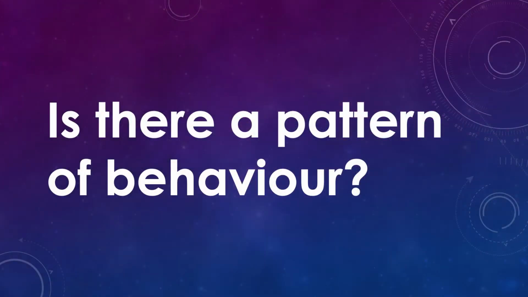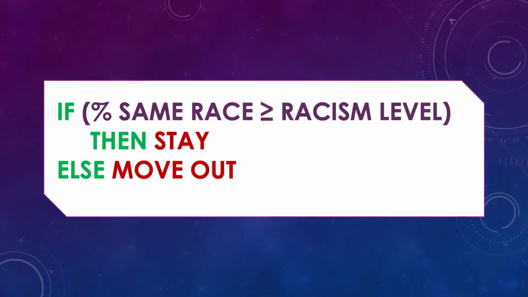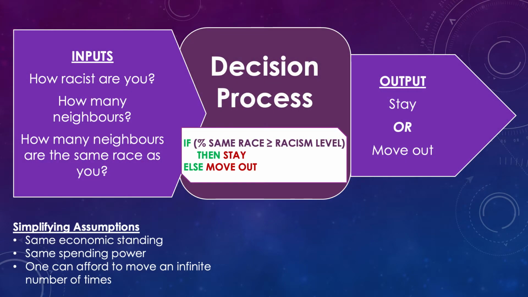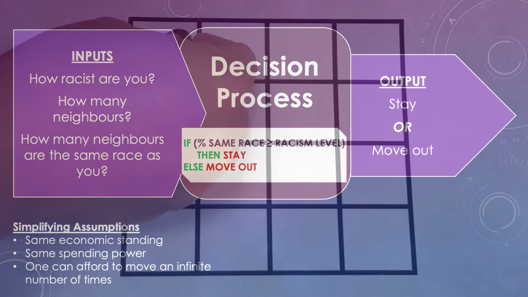What pattern can we observe from this? Well, immediately we can see how the percentage of people with the same race as you relates to your level of racism. If the percentage of neighbors with the same race as you is greater than or equal to your racism level, you'll stay. Otherwise, you'll move out. And just like that, we have completed the basics of our agent-based model.